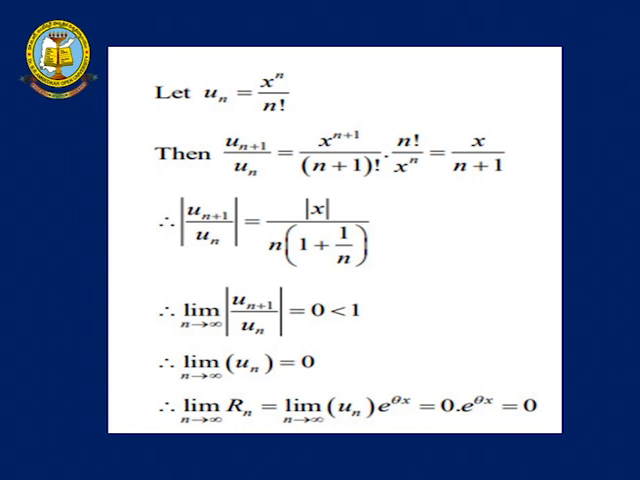Now, apply the limit n tends to infinity. When we apply the limit n tends to infinity, we get 0. Mod of u n plus 1 by u n tends to 0. Why? Because in place of n we are substituting infinity, so 1 by infinity is 0. So, the value of u n plus 1 by u n is 0, and that is less than 1. So, as per that, we can take the limit n tends to infinity of un equal to 0. That means the remainder Rn tends to 0 as n tends to infinity.